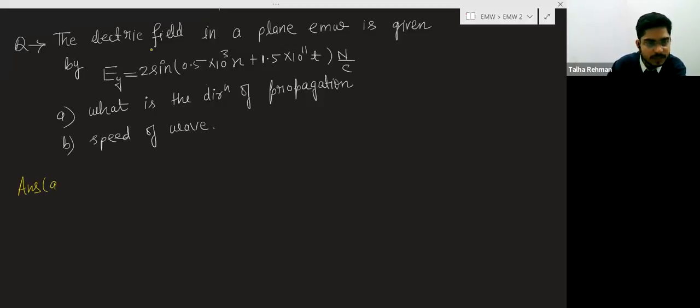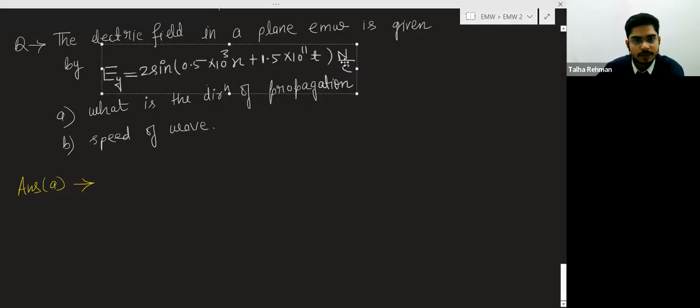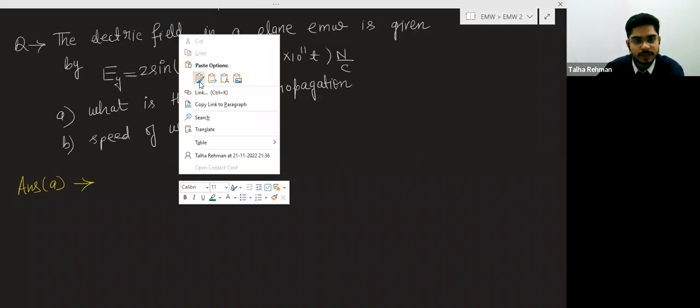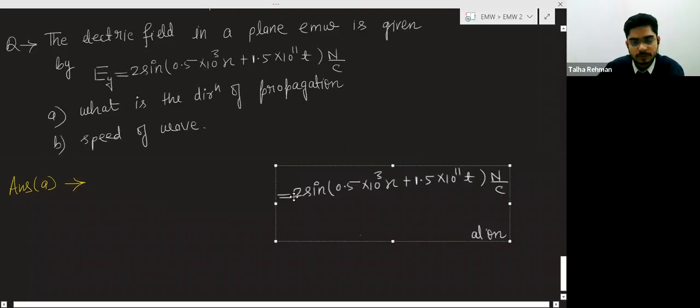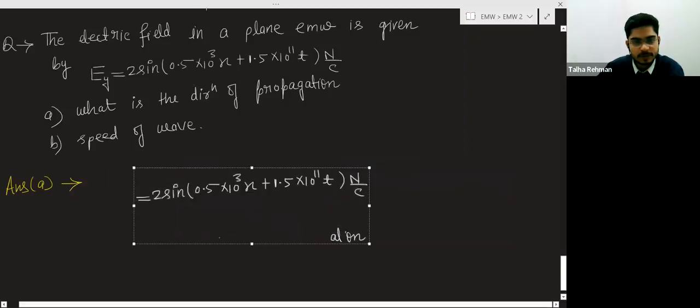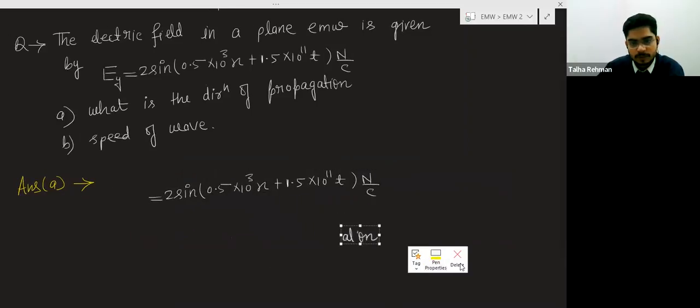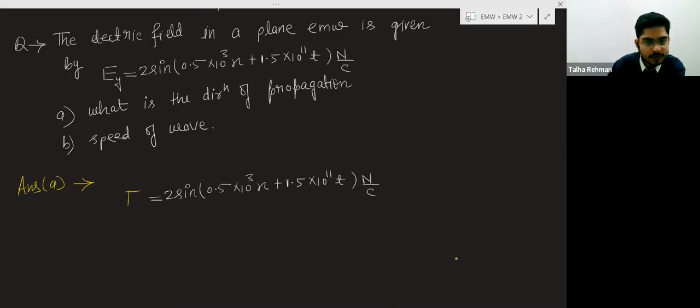Answer A. The equation of the electric field is given. The electric field is along the y-axis, and they are asking the direction of propagation of the wave. Here is a plus sign, and here is x. So basically, you can say the wave is propagating along the negative x-axis.